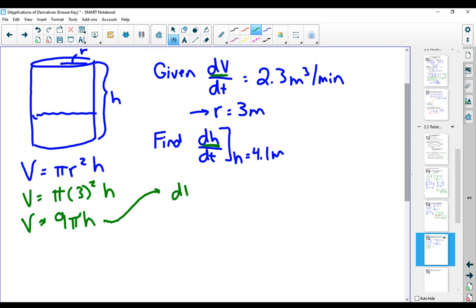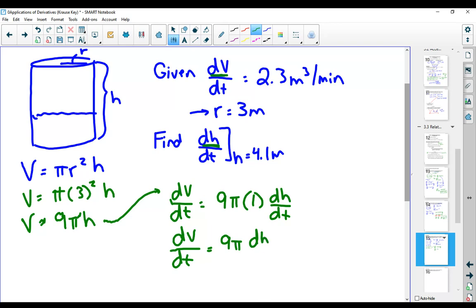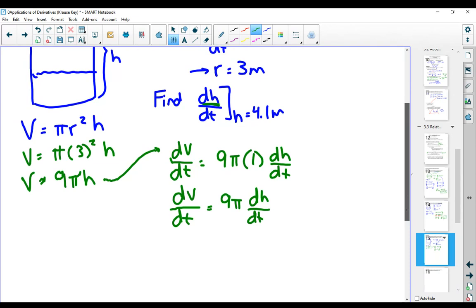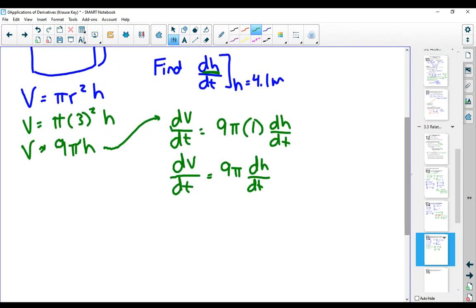If we take the derivative, that's going to leave us with 9 pi. The derivative of h is just 1, dh/dt. So that gives us 9 pi dh/dt. At this point, we're as simplified as we can be, but we can sub in what we know. We know that the derivative of volume with respect to time is 2.3, and that equals 9 pi dh/dt. We can divide by 9 pi.